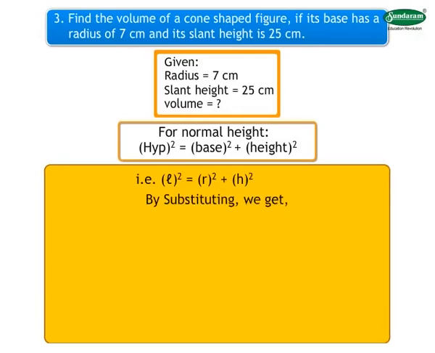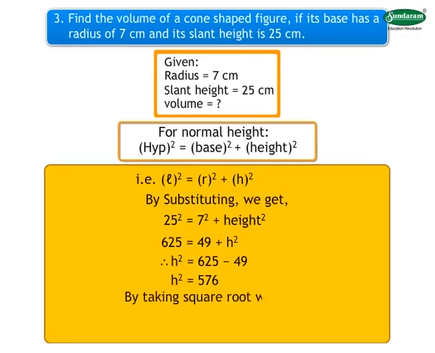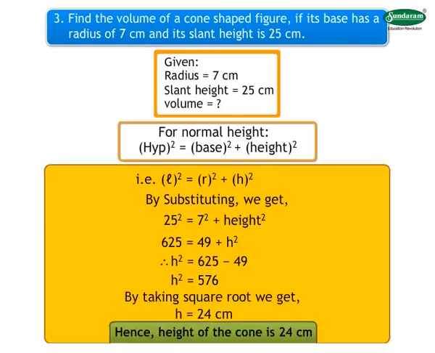By substituting, we get 25 square is equal to 7 square plus height square, that is, 625 is equal to 49 plus height square. Therefore, keeping height square on one side, we get height square is equal to 625 minus 49. Hence, height square is equal to 576. By taking square root, we get, that is, h is equal to 24 centimeter. Hence, height of the cone is 24 centimeter.